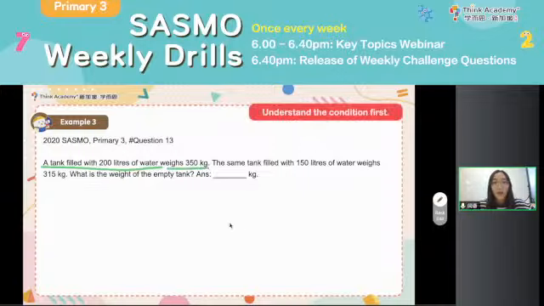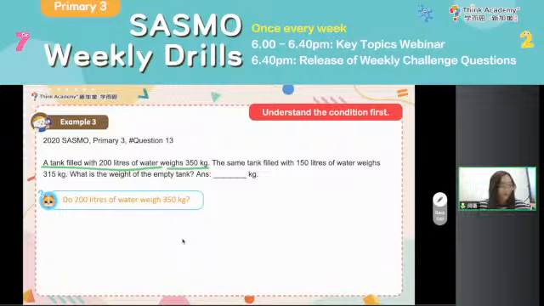So here, I have a question. Can we say that 200 liters of water weigh 350 kilograms? Am I correct? Yes or no? Think about it. Oh, this is the first tricky part, okay? 200 liters of water weigh 350 kilograms. Is it correct? I see some of you saying yes. Are you sure? Read the sentence carefully. That is 1 tank filled with 200 liters of water weighs 350.